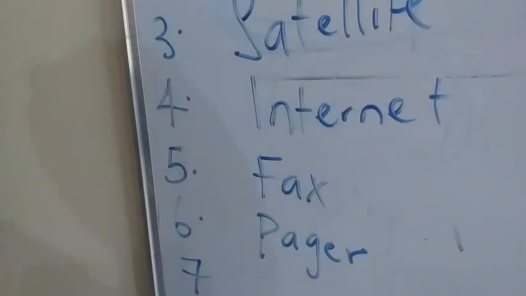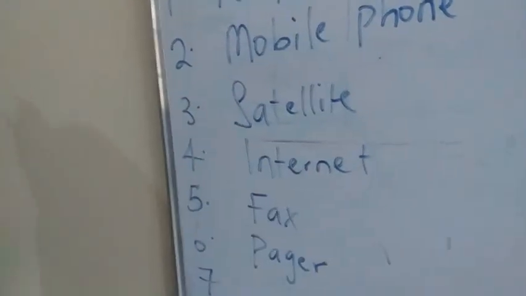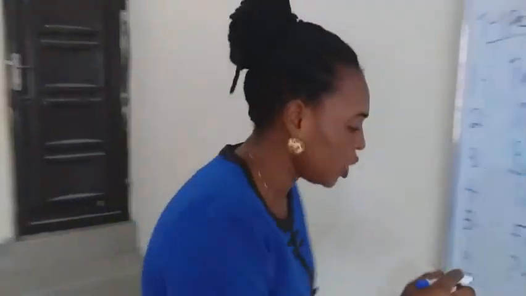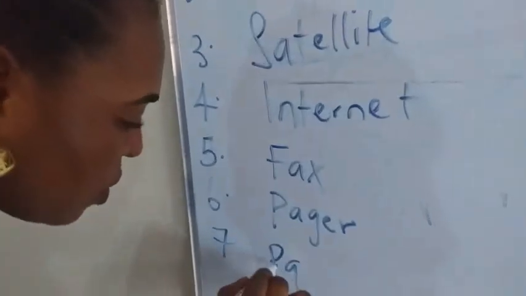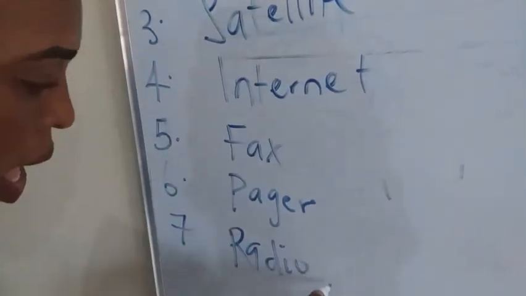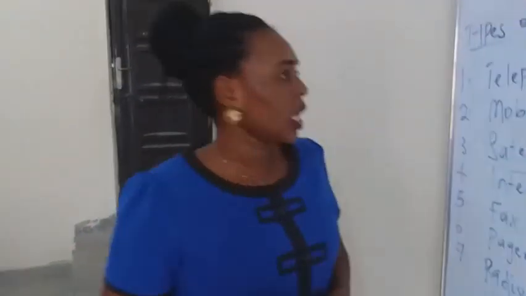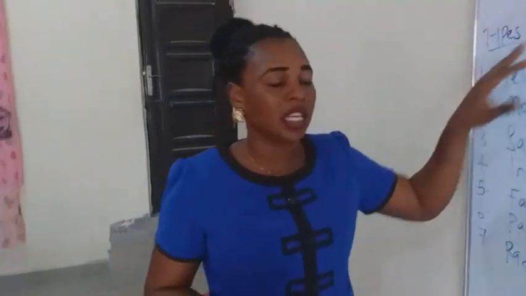Number seven, there are a lot of them. We have the radio, I just remembered that, and a lot of other ones. Let me stop here. Now, these are types of ICT gadgets.